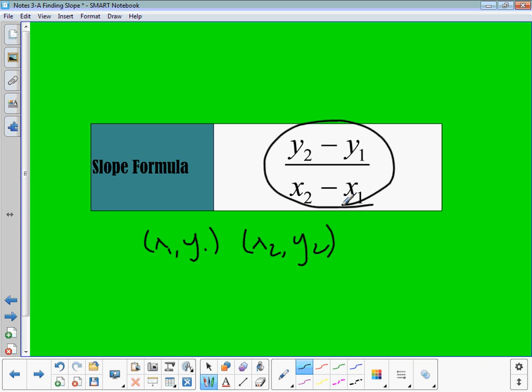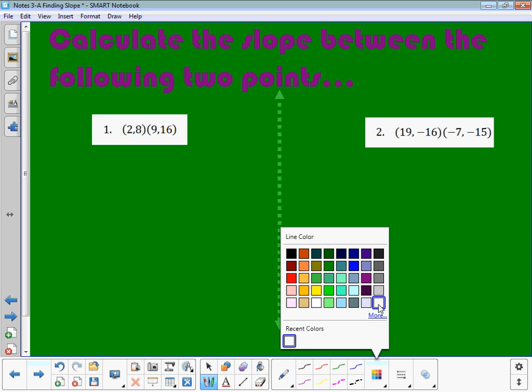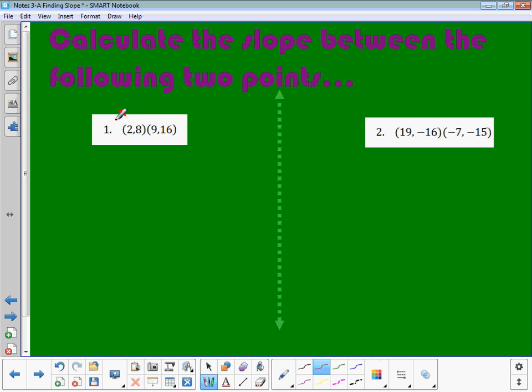So let's take a look at that. Let's do that for number 1. For number 1, we're just going to plug in numbers. What I like to do to start off is label this. This is my x1, this is my y1, this is my x2, this is my y2. Now I'm going to plug that in. So I have y2 minus y1 divided by x2 minus x1.